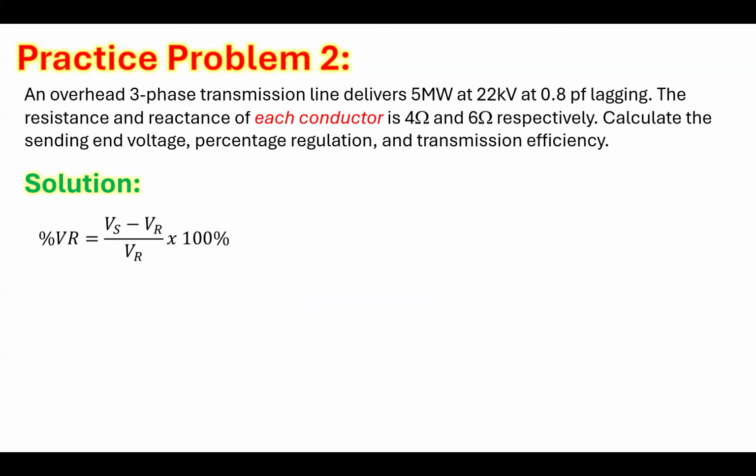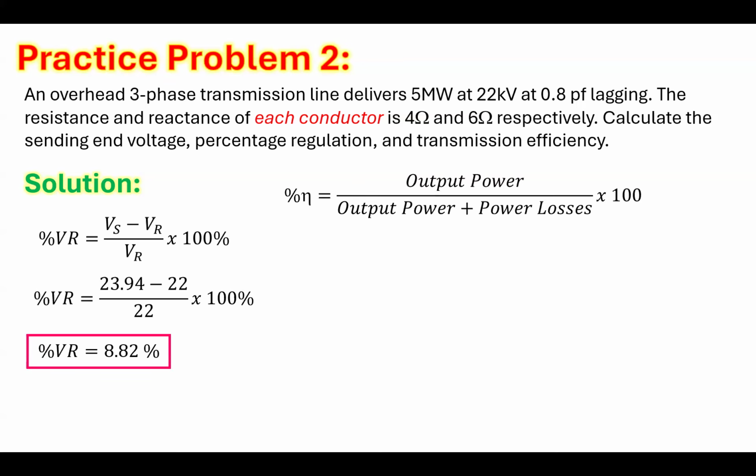To solve for the voltage regulation, or the percentage voltage regulation, that is the sending end voltage minus the receiving end voltage all over the receiving end voltage multiplied by 100%. So substituting all the values we computed, that is 23.94 kilovolts minus 22 kilovolts all over 22 kilovolts, this will give us 8.82% voltage regulation.